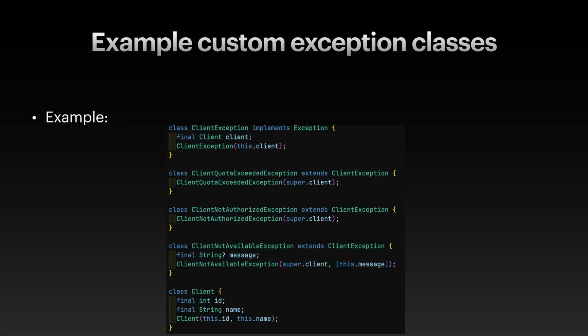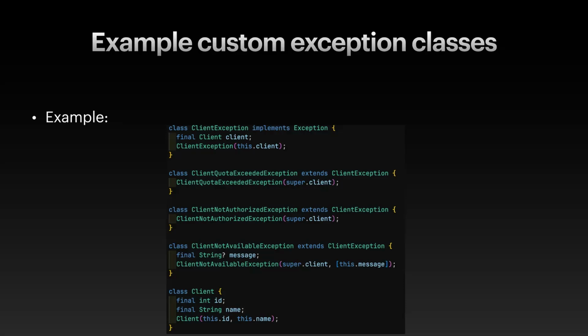Here's a quick example of putting that into practice. We implement exception in our client exception class. We're going to ensure that every client exception contains a client as a required parameter. We're also going to have subclasses that represent a particular kind of client exception. Client quota exceeded exception, client not authorized exception. And note that these don't have any additional payload other than the client. And that's all we need to count on as we're parsing through those and figuring that out.